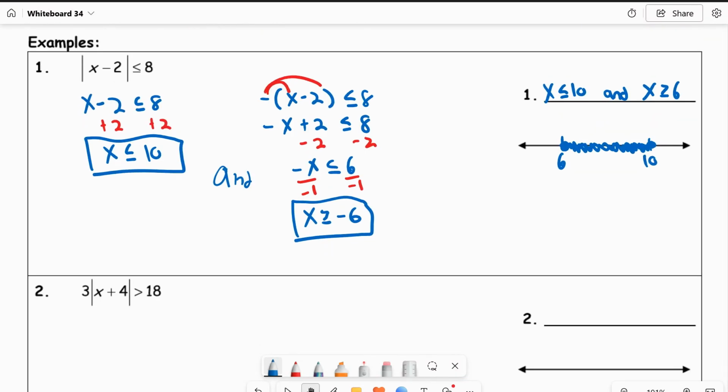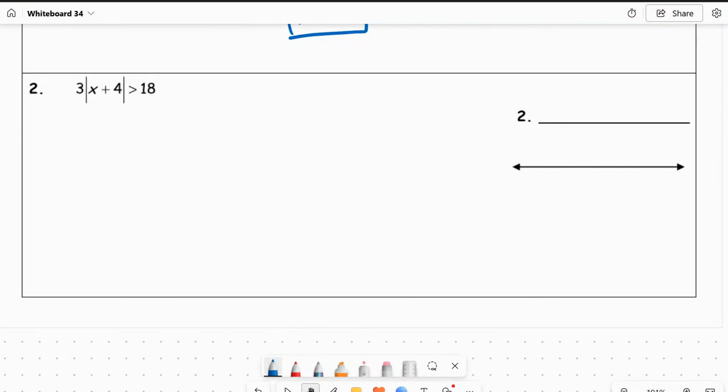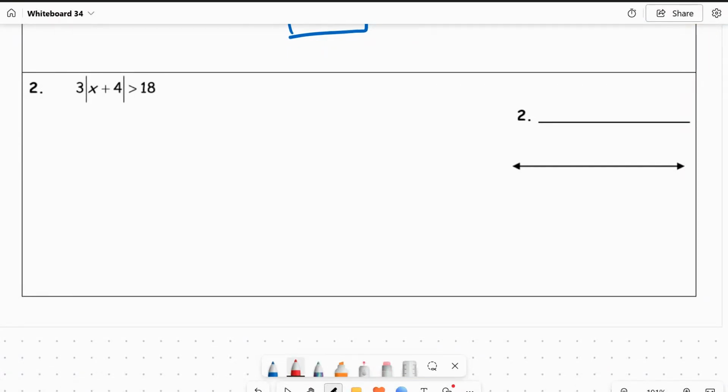All right, let's go through one more example here. So for number 2, same process, but this one we do need to isolate our absolute value first. So I'm going to do so by dividing both sides by 3. So that'll leave me with my absolute value. The absolute value of x plus 4 equals 18 divided by 3, which is positive 6.